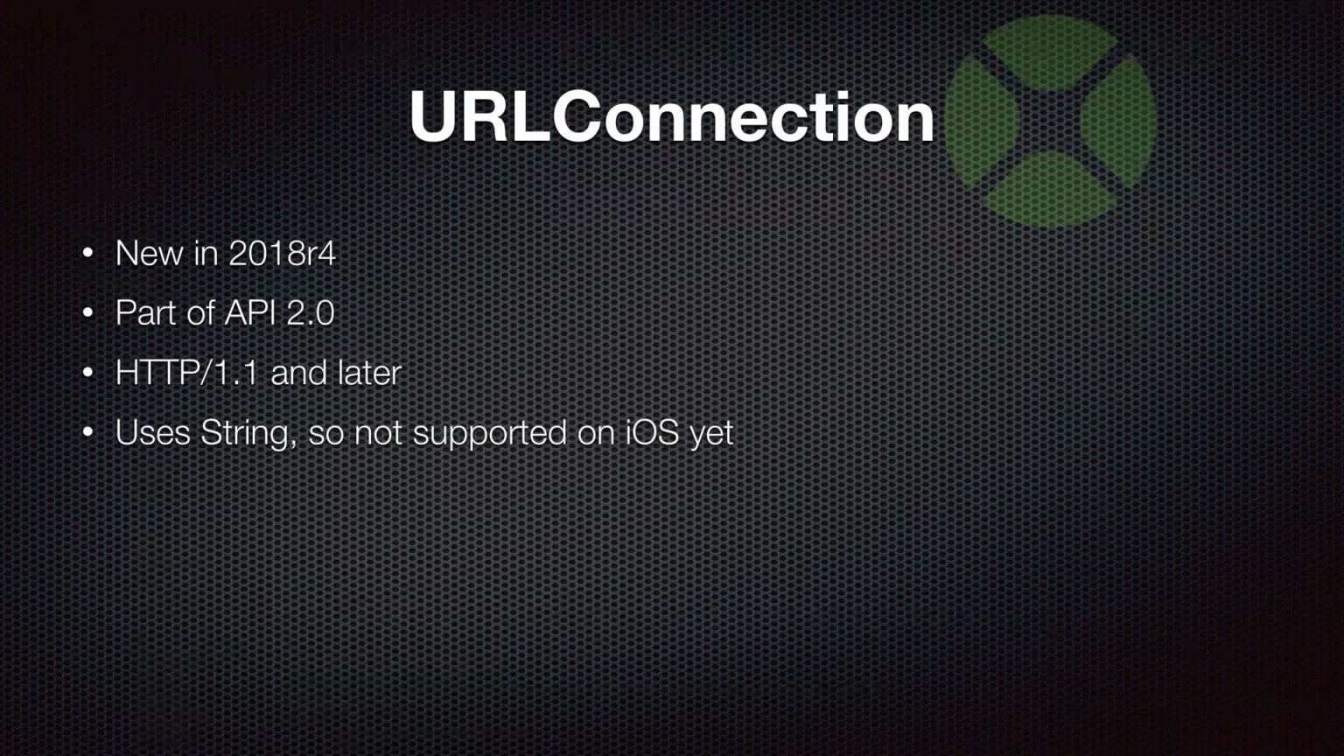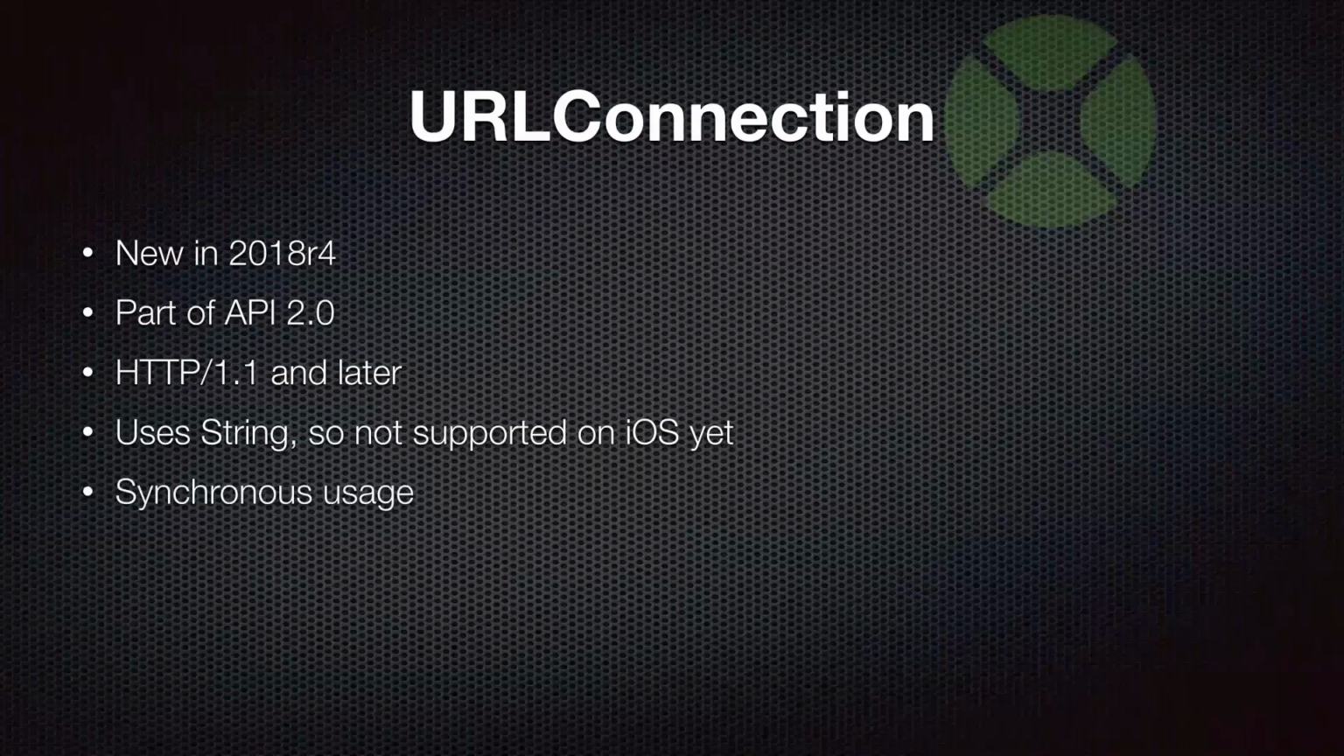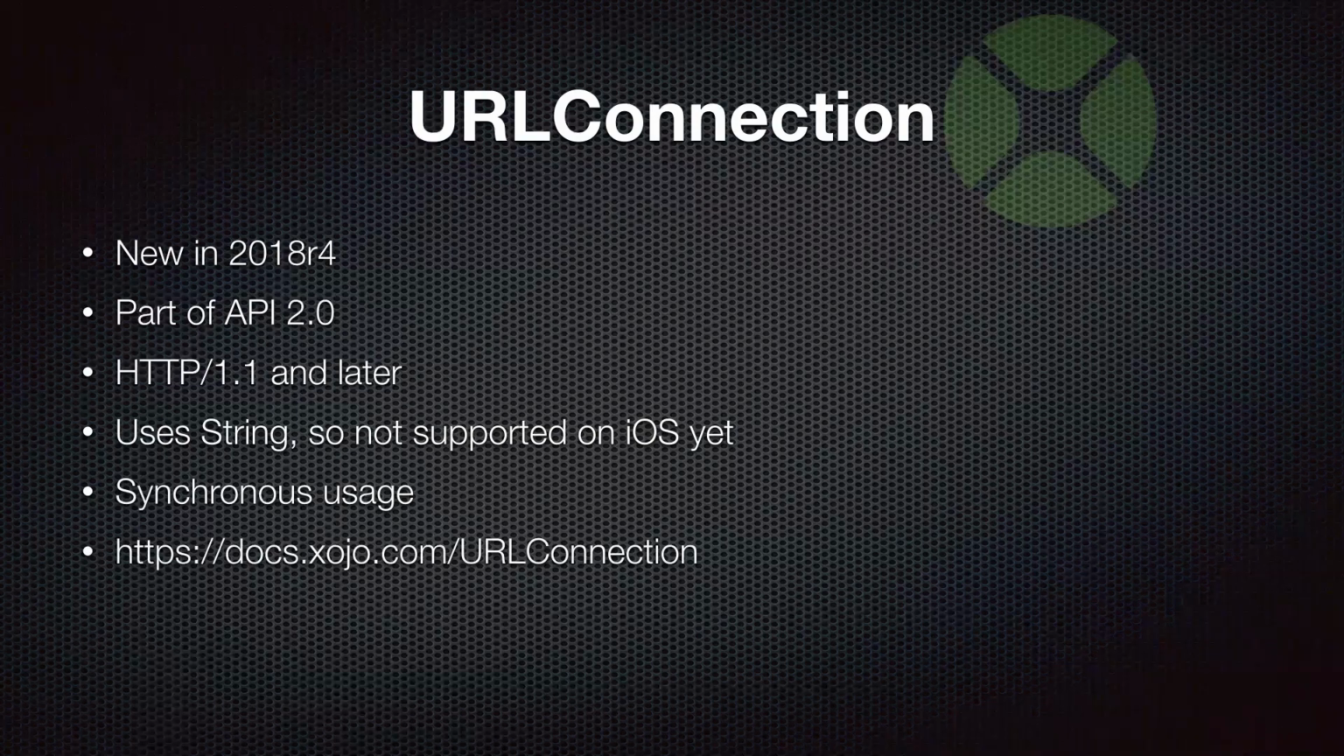It uses string, not text. But this does mean at this point it is not yet supported on iOS. It is intended to be supported on iOS when iOS gets the string type added to it, but that is not quite available yet. URLConnection adds back the ability to do synchronous connections. And you can find the doc page on that here at the URLConnection page. And when we look at this in a moment, you'll see it's pretty similar to Xojo.Net.HTTPSocket.